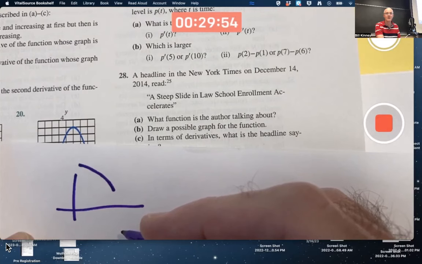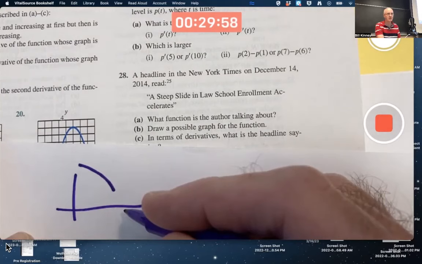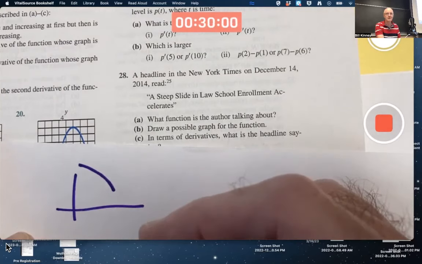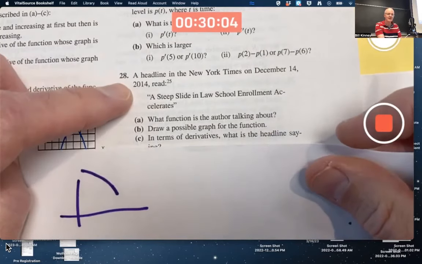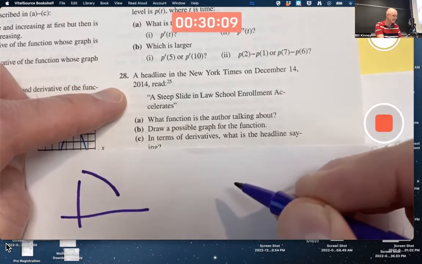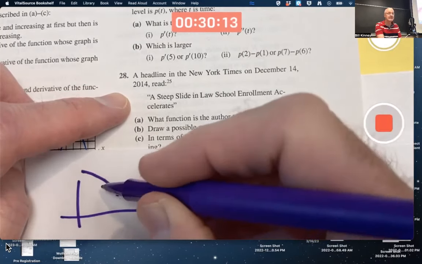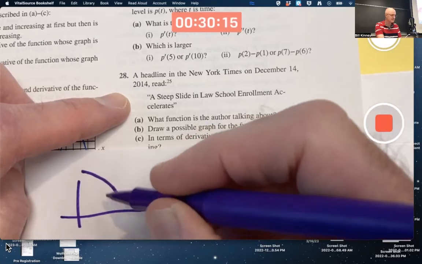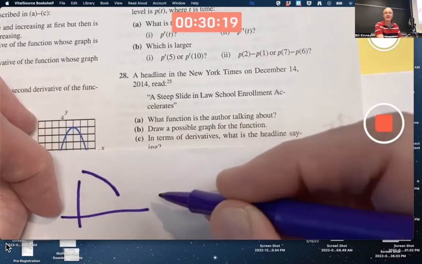But for the purposes of only thinking about people enrolling, it can't keep going like that forever because it can't go negative. But at the moment, what the headline is saying is that the graph is decreasing because it's a slide. That slide is accelerating. It's getting steeper. It was steep to begin with, but it's getting steeper. Both the derivative and the second derivative are negative.